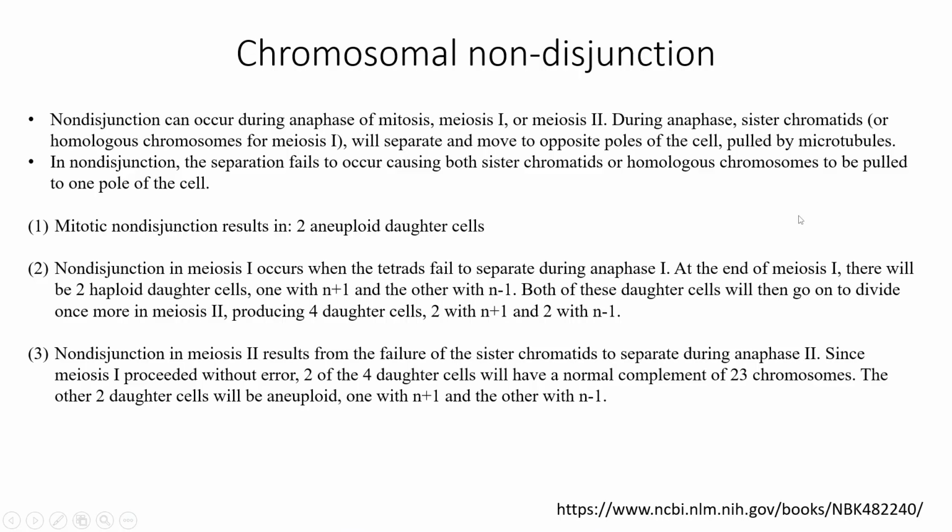Oh, but what if you have non-disjunction in meiosis 2? That is the failure of the sister chromatids to separate from one another during anaphase 2. Since meiosis 1 proceeded fine, two of the four daughter cells will be completely normal, right? Because after meiosis 1, you will have two haploid cells containing 23 chromosomes, and then one set of them will be fine, and the other set will be aneuploid.